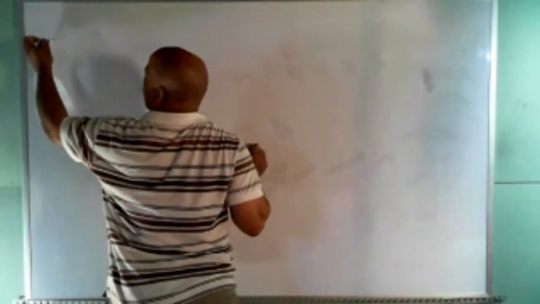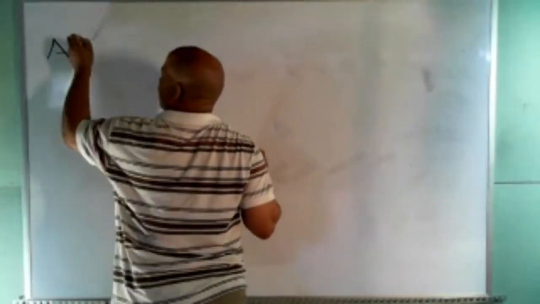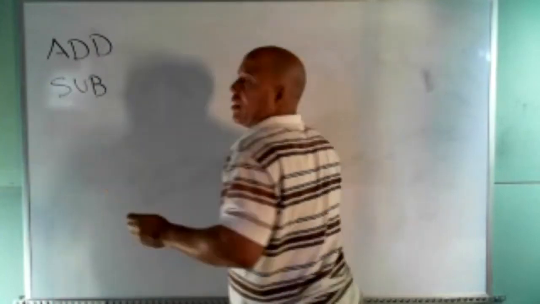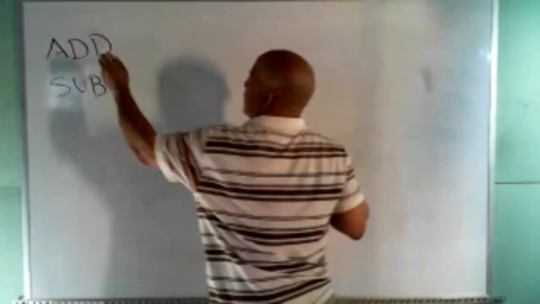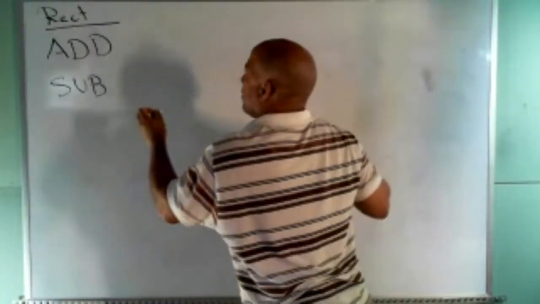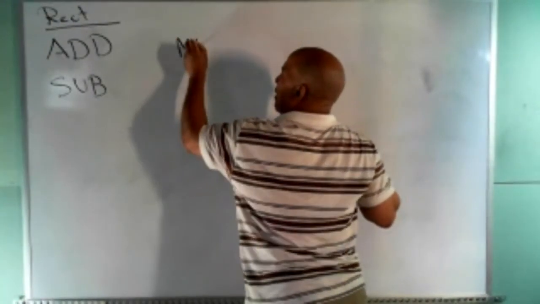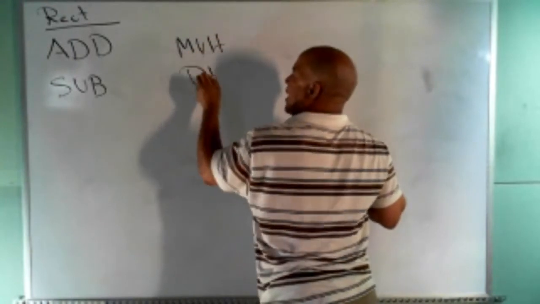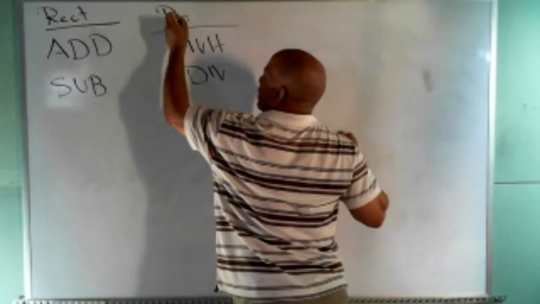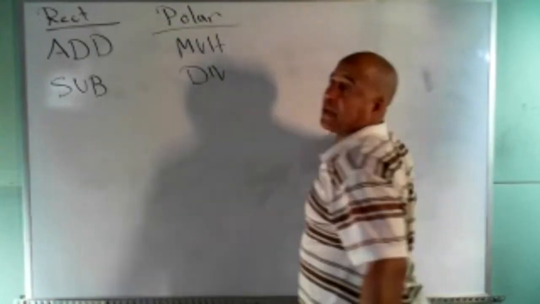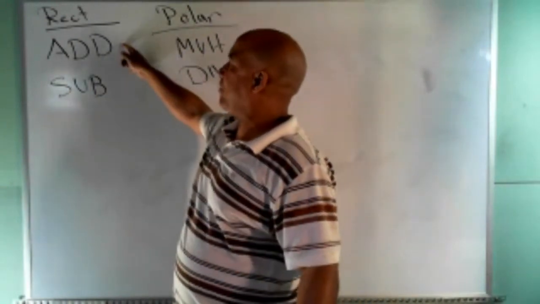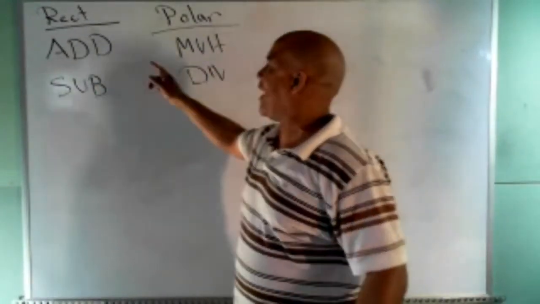When you add or subtract complex numbers, then the best form to be in is rectangular form. If you multiply or divide complex numbers, the best form to be in is polar form. Now you can do it in either way, but it's faster to add and subtract in rectangular. Now the only time that's not true is if the phase angles are the same.